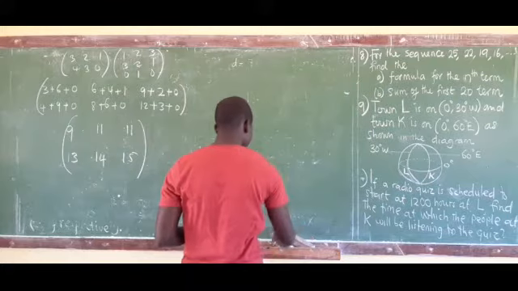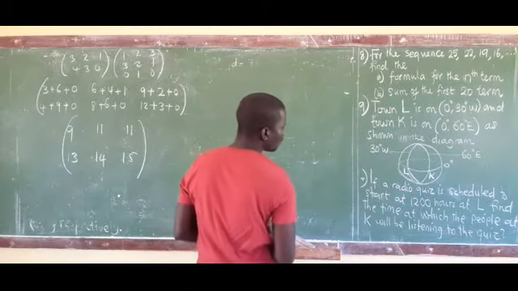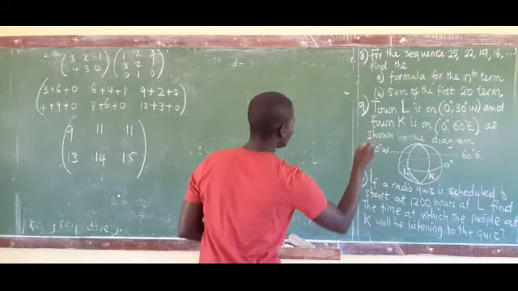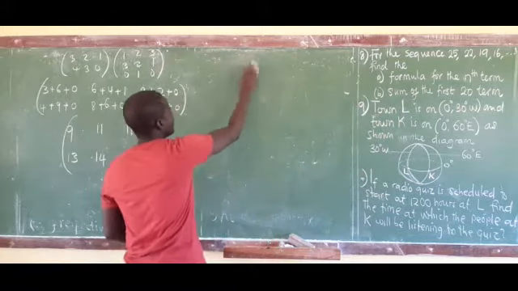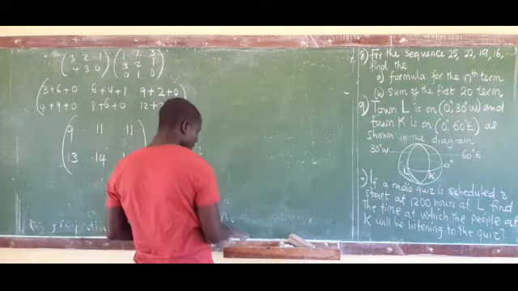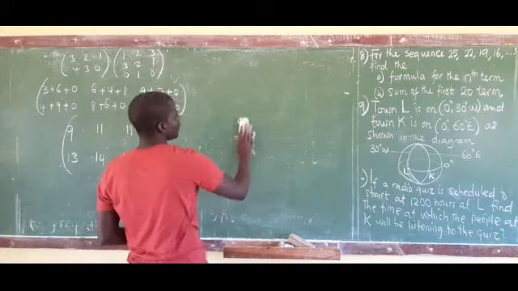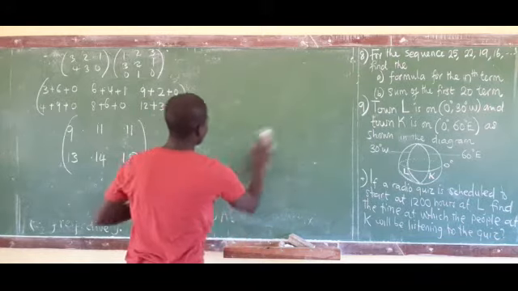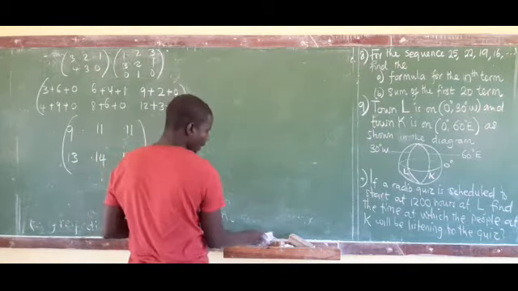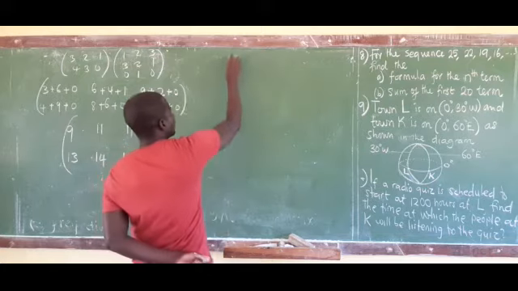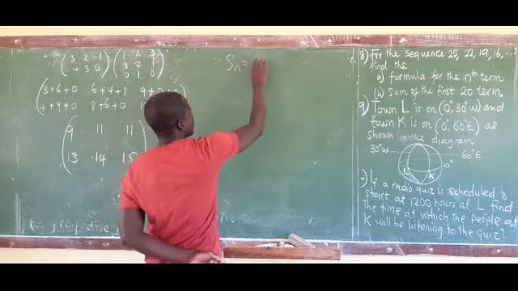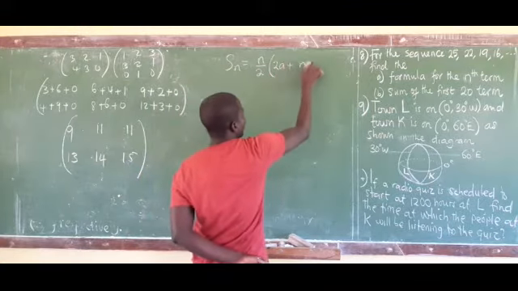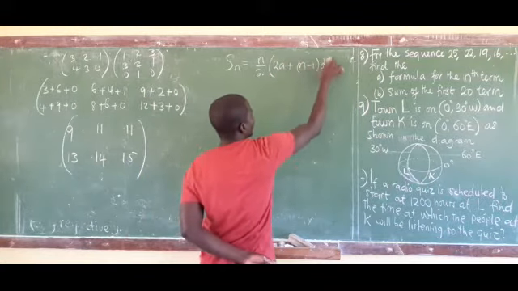So then we proceed to the other one here, which is the sum of the first 20 numbers. How do we find it? The sum of the nth term is equal to n over 2 times (2a plus (n minus 1) multiplied by d).